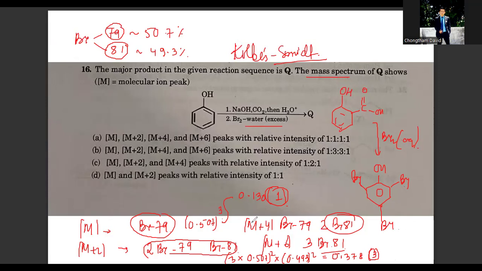If we manipulate for this M plus 4, we have 1 bromine 79 and 2 bromine 81. So it would correspond to 3 intensity. And for this M plus 6, the intensity would be 1. So we now have the intensity as 1331. Therefore, the mass spectrum of 2,4,6-tribromophenol will show peaks at M plus 2, M plus 4, M plus 6 at 1331.